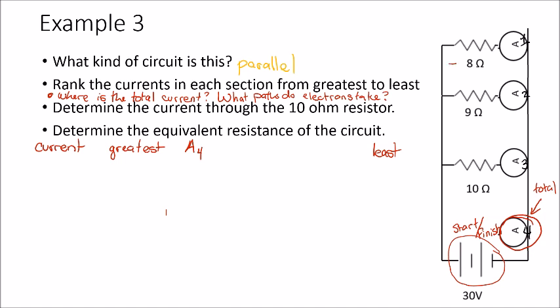So in this case, our path of least resistance is the 8 ohm resistor. So that means the next one will be ammeter number 1. The next least resistance path is the one with 9 ohms. So ammeter number 2 is the next one after that. And then ammeter number 3 will have the least amount of current.